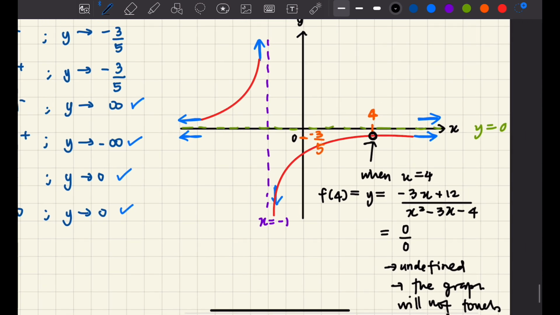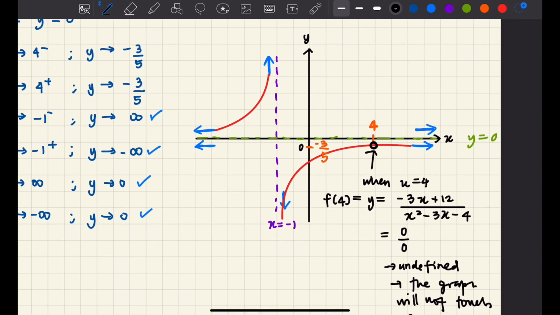Empty circle maksudnya awak tahu graf awak tidak menyentuh tempat itu. Dia hanya boleh menghampiri daripada kiri, menghampiri daripada kanan. Okay, tapi dia tidak akan pernah menyentuh. Kenapa tidak akan menyentuh? Sebab dia undefined bila dia sentuh x equal to 4. Yes, okay, so that's why.